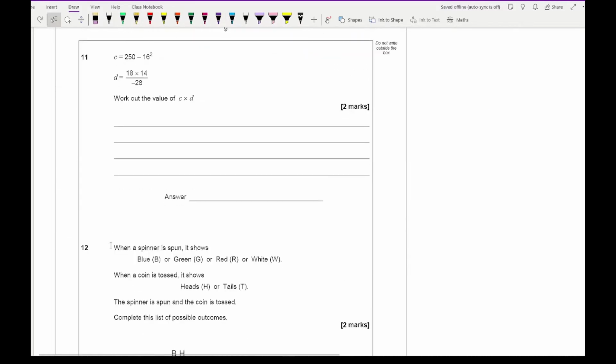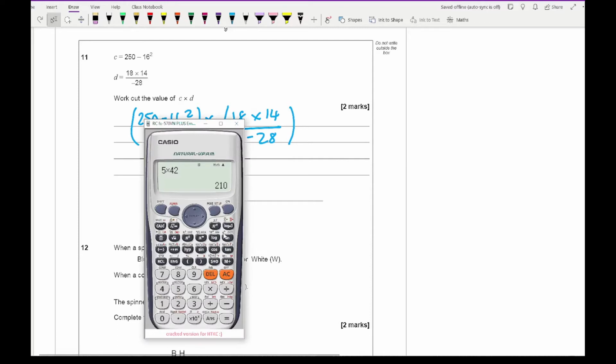For question 11, it's about substitution. So what I need to do is get the calculator out. Let me just show you what we're typing in. So we need to type in 250 minus 16 squared, multiplied by 18 times 14 over minus 28. Now, one thing I would probably recommend is to work out these amounts separately, but if you are feeling lazy, as long as you're entering your calculation exactly how I've written here, you should get the correct answer. So let's show you how to enter those in.